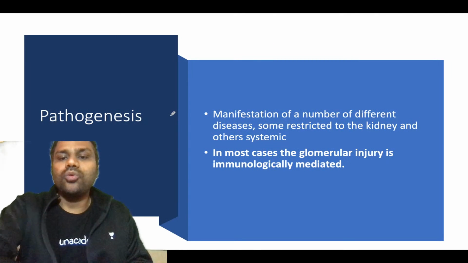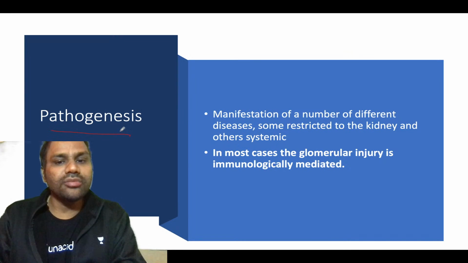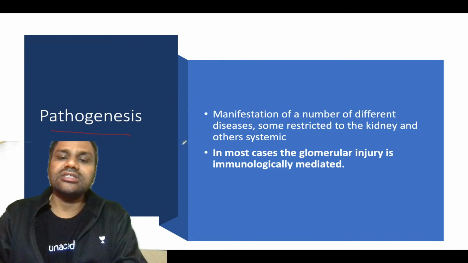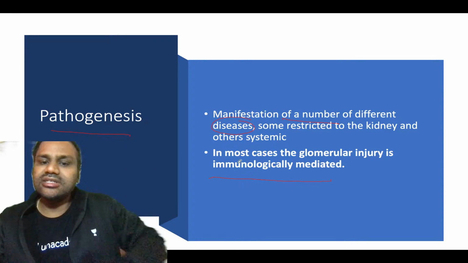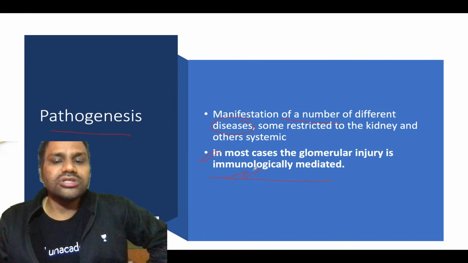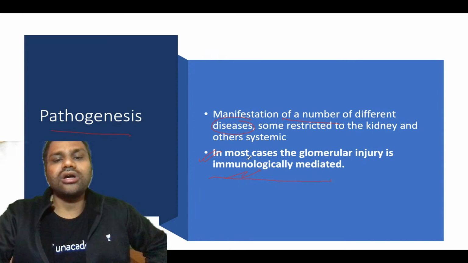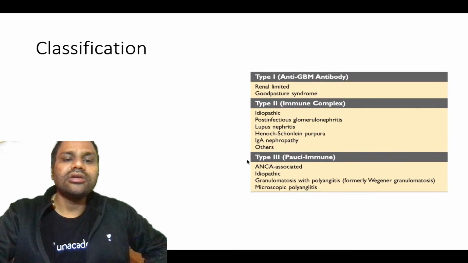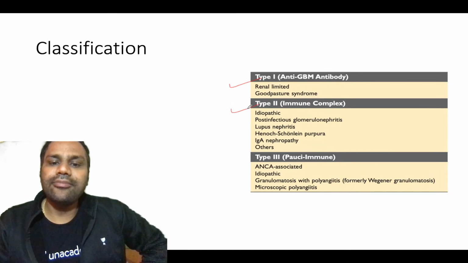So basically, what is the main pathogenesis of this crescentic glomerulonephritis? The main pathogenesis is that it is immunologically mediated. This is a manifestation of a number of different diseases. Some are restricted to the kidney, some come from systemic diseases, but immunological mediation is one of the important things which occurs in the case of crescents. Now you can classify it accordingly, like type 1, type 2 and type 3.